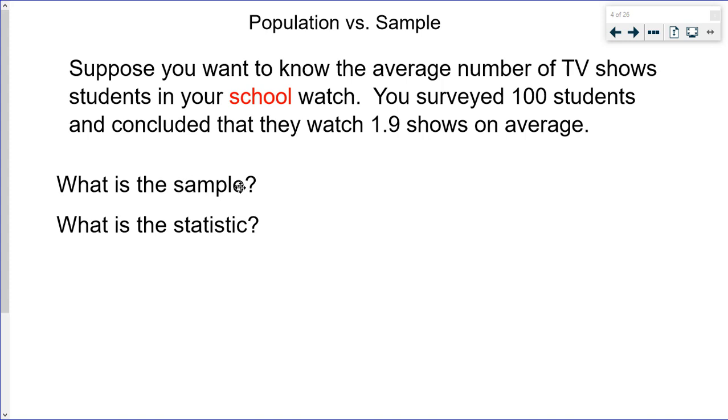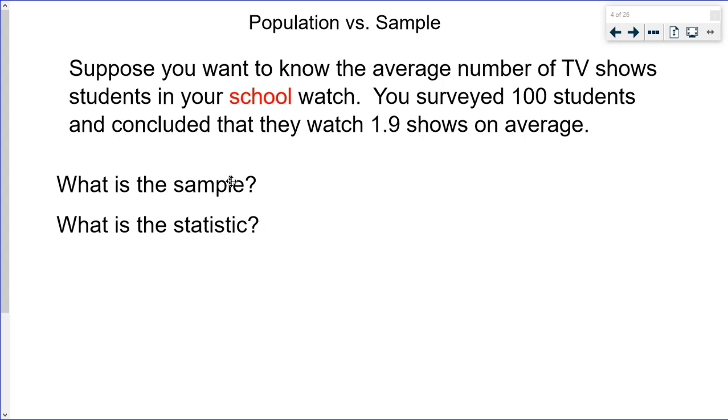Again, what they're doing there is sampling. They're taking a smaller group from within a larger group, because testing every single item or talking to every single person in your school would just be a monumental undertaking. It'd be very hard to do. So here our sample is these 100 students, and the statistic is 1.9 shows.